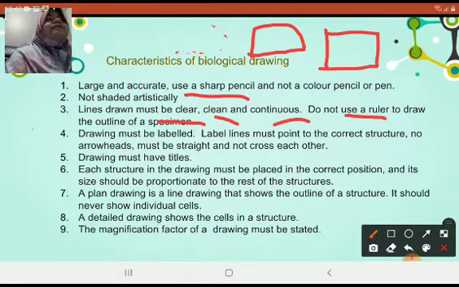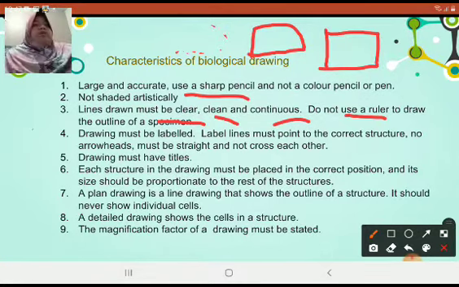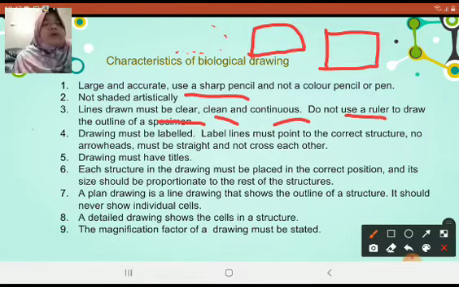Sebab kena ingat kita ni organisma yang hidup. Bila hidup ada yang gemuk, ada yang kurus kan. Okay, lagi apa? Then label. Okay, the most important kita mesti berlabel. Okay, drawing must have title. Tengok kesalahan cikgu kat sini, dia tak sharp. Yang ni pun dia tak berapa sharp. Kalau bertindan macam ni pun tak boleh.